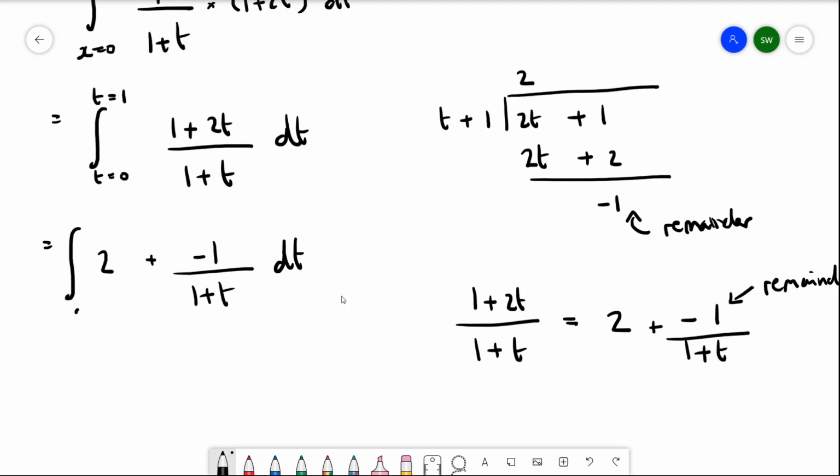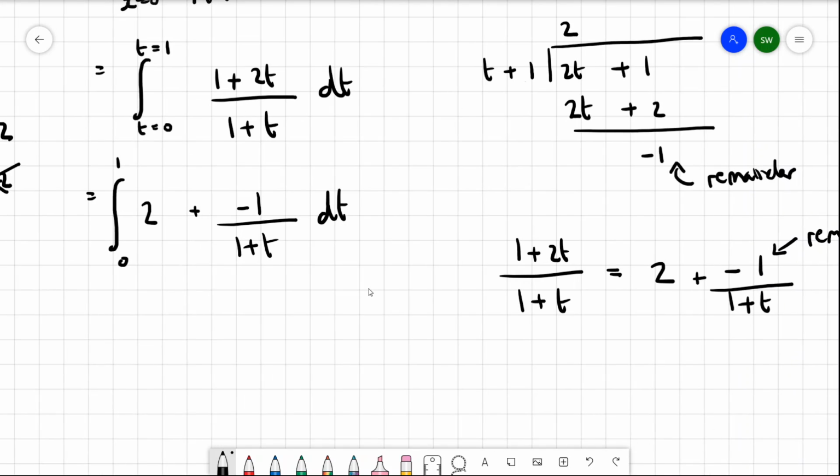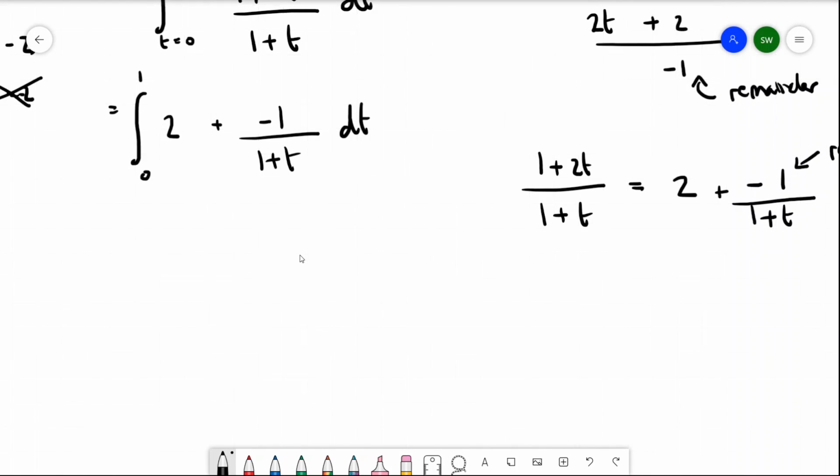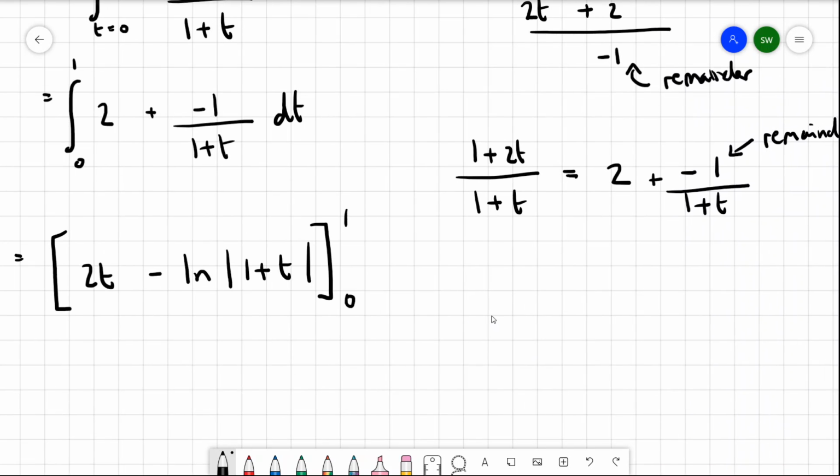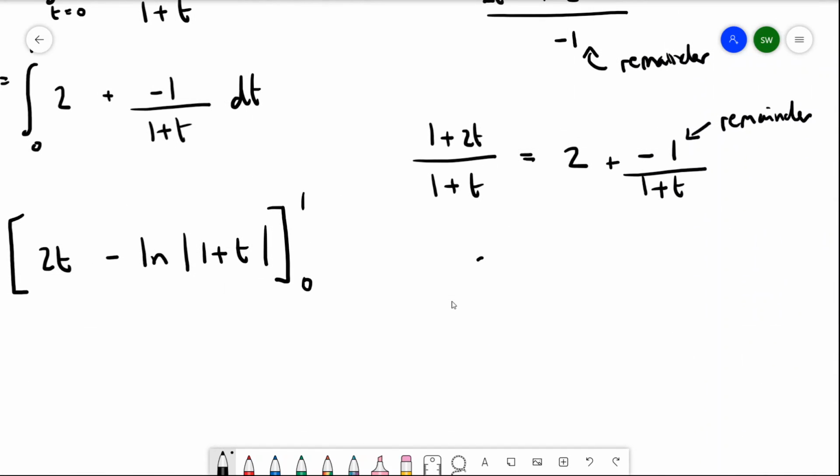And we've got limits of 0 up to 1. I'm not going to keep on writing t equals 0 up to t equals 1 because we know that everything's in terms of t. So integral of 2 is straightforward. That's just 2t. And if we integrate this, we're going to have minus natural log of 1 plus t. If you can't just spot that integral, then you could, if you wanted to, write that as the integral of minus 1 over 1 plus t.